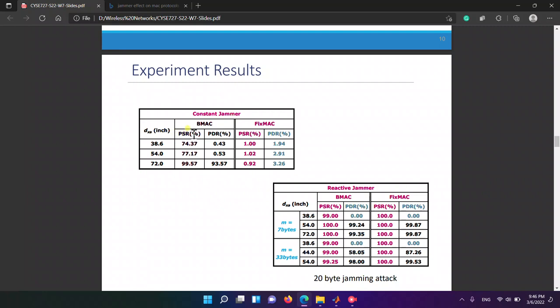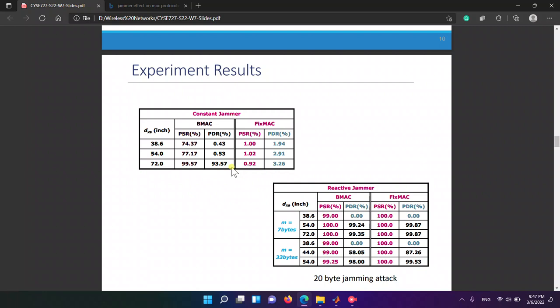Let's analyze the constant and the reactive jammer. So for the constant jammer, the packet sent ratio is 74 for 38 for this distance. Similarly, 77 for a longer distance and 72 for a very large distance. And this would make sense because, okay, I don't know. Let's see the packet delivery ratio. So in the first case the packet doesn't get delivered, and in the second case the packet also very rarely gets delivered, and for the third case it almost always gets delivered. So it's always sent and always delivered.